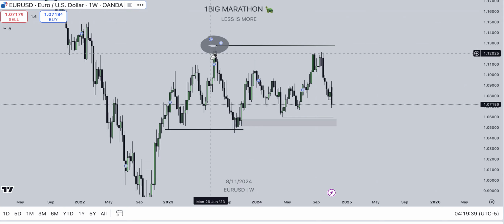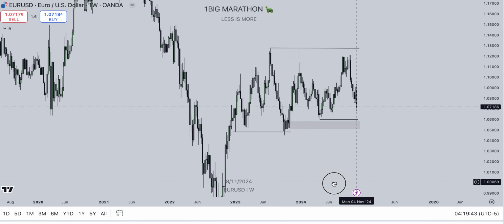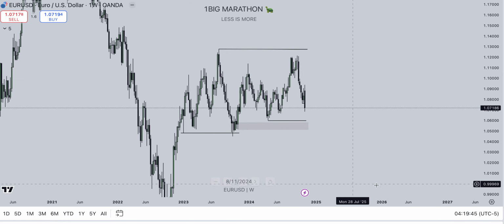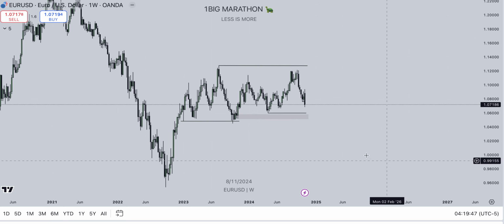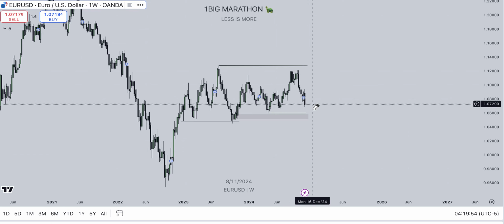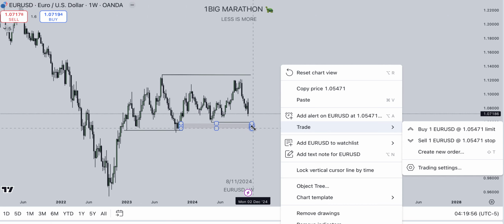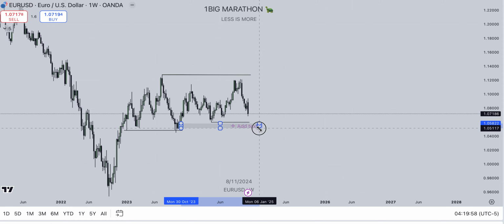We now know who is in control of this market. Unlike DXY, where we're expecting to sell to the downside, EU is telling us that on the 1 week we should be looking for buys. This is the data we have on the 1 week time frame. So we're expecting to see price action coming right down here.